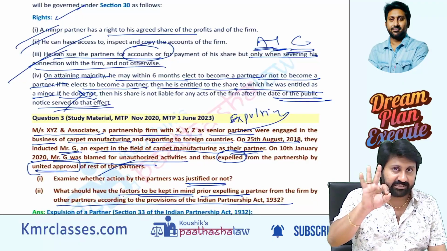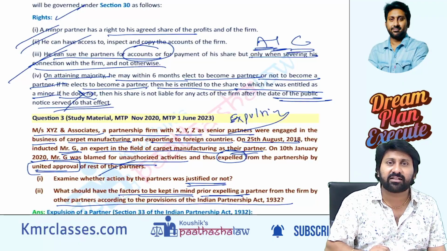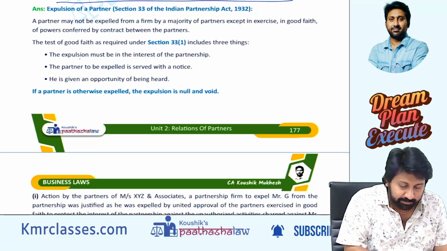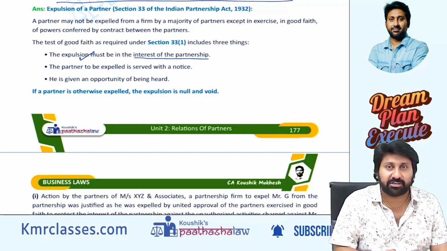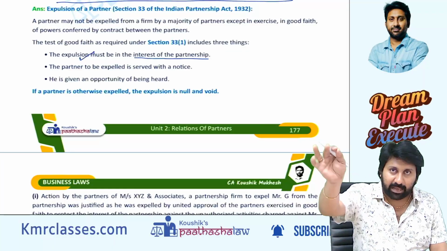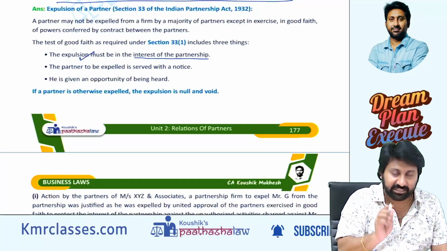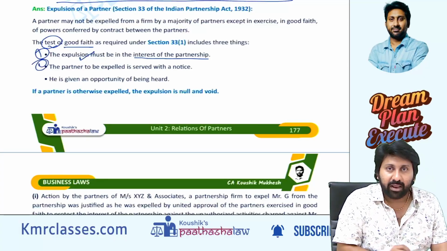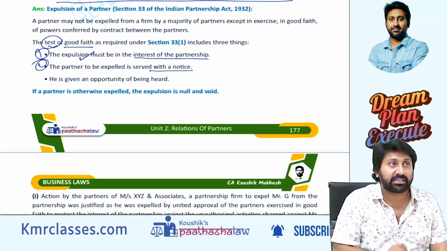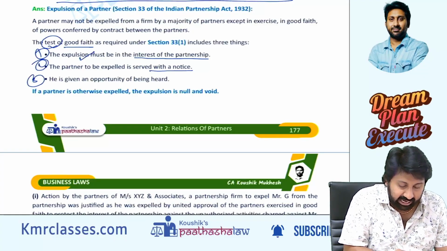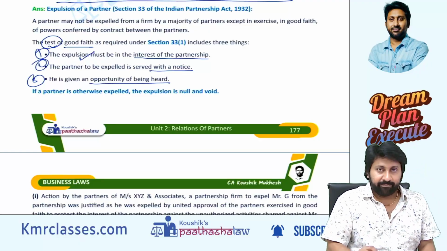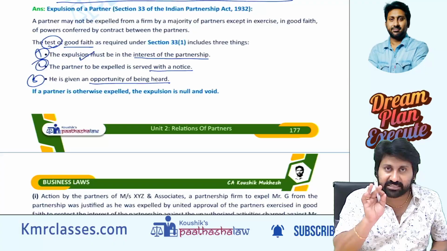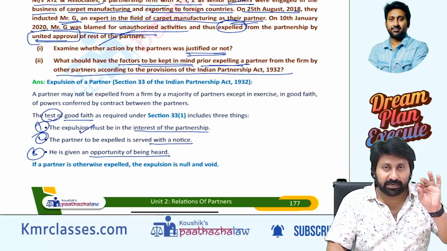Good faith means, how can I understand that there is good faith? First, expulsion must be in the interest of the partnership. We expel him in the best interest of the partnership only, not out of any grudge. That is the number 1 test of good faith. Number 2, I gave him a notice before expulsion. Number 3, I gave him an opportunity of being heard. If all these conditions are satisfied, for unauthorized activities done by a partner in this case, expulsion can happen.